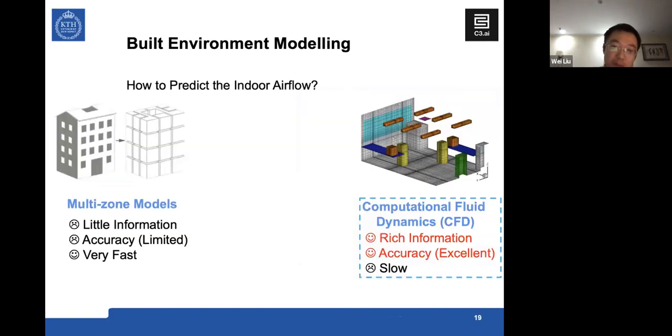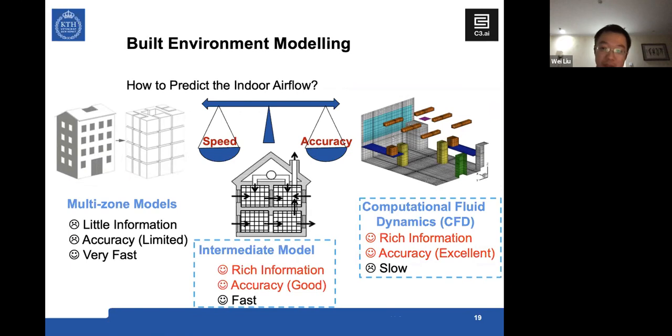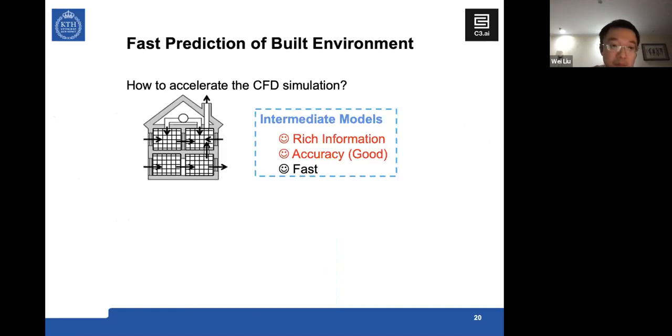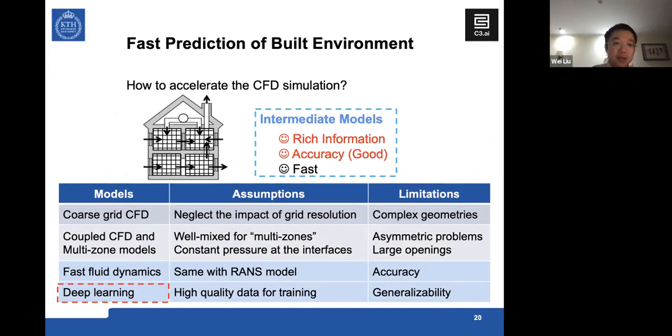So in previous studies, people tried to seek a balance point between the accuracy and the speed. They investigated intermediate models that can provide rich information as CFD does, with good accuracy, but much faster. Those intermediate models include, for example, the coarse grid CFD that neglects the impact of the grid resolution, but it cannot handle complex geometry. And also the coupled CFD multi-zone model, which is specifically used to predict contaminant transport, and also fast fluid dynamics. It can be tens of times faster than CFD, but it has the same or less accuracy than the RANS model. So it also has the accuracy problem.